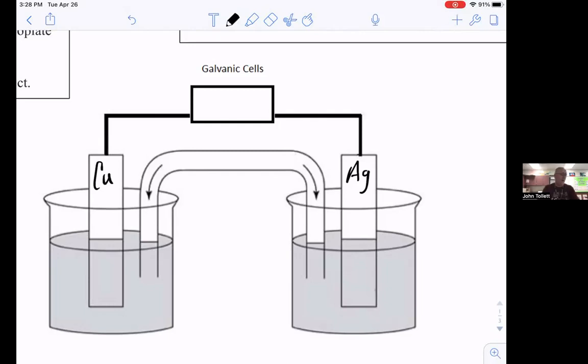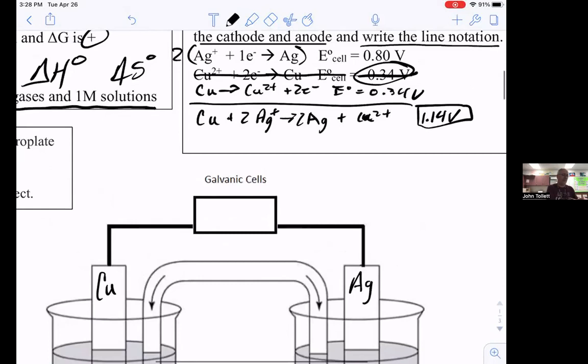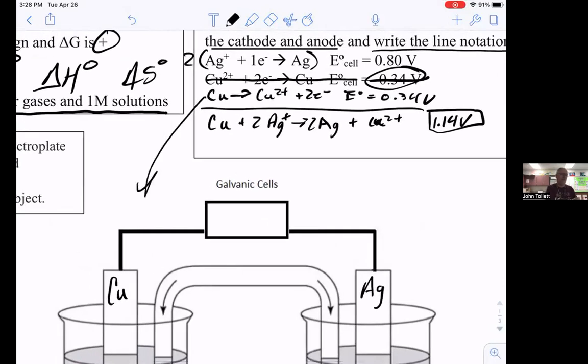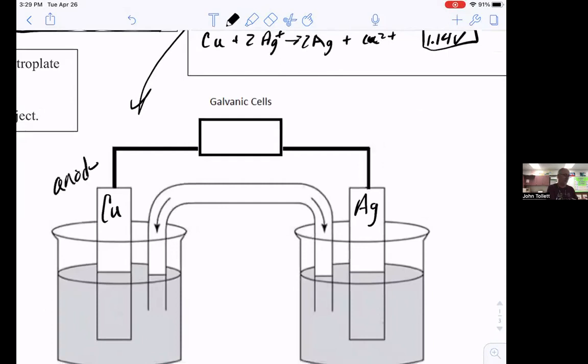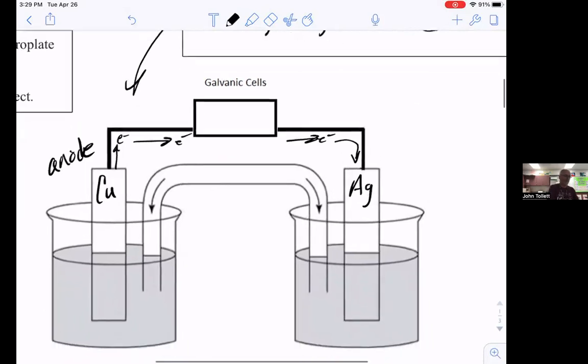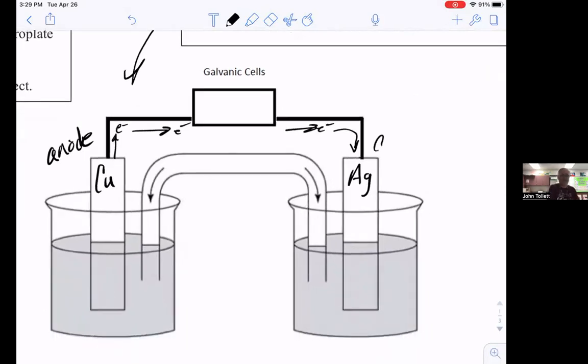It doesn't matter. I do know that going up to my reactions here, copper is going to lose electrons. So this is going to be the site of oxidation. So this is going to be my anode over here. Copper is going to lose electrons. So the electrons are going to travel in this direction over to the silver. So that means silver is gaining electrons. So this would actually be my cathode. You can remember this as electrons go from the anode to the cathode.